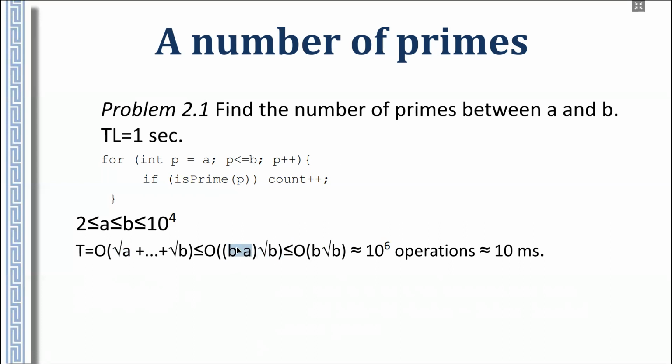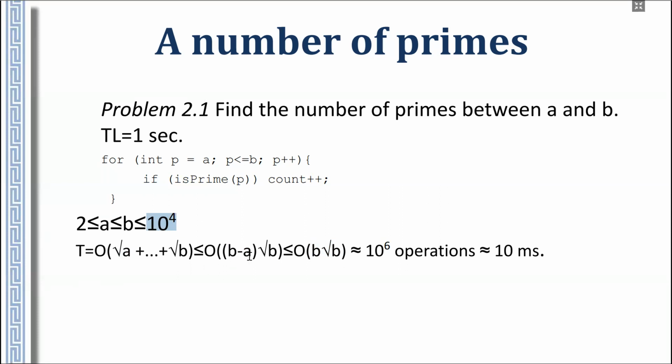Also, we can say that A is at least 2, so the total complexity is B square root of B. So if B is at most 10 to the 4, then it is 10 to the 6 operations. It is about 10 milliseconds for our time limit, that is 1 second. It is very good.